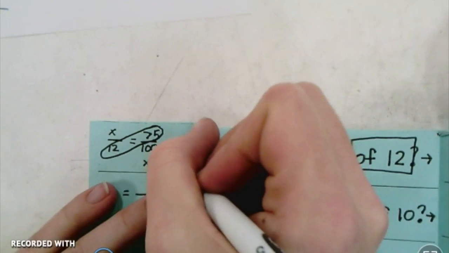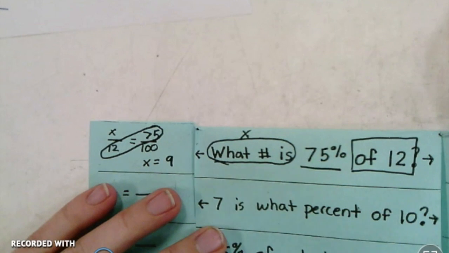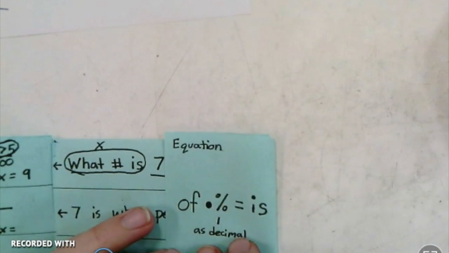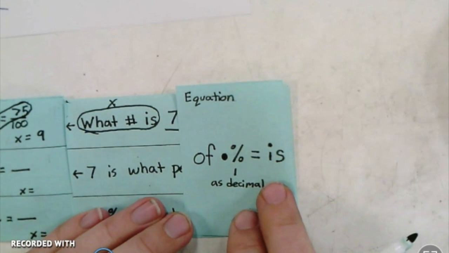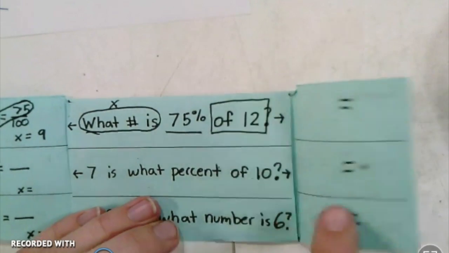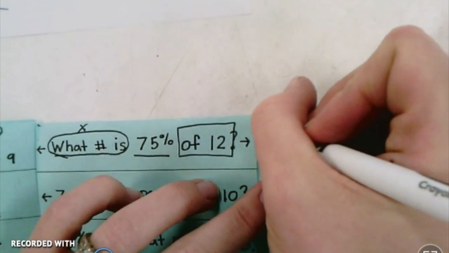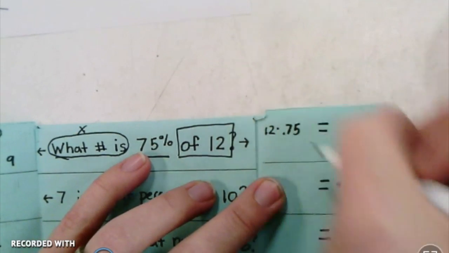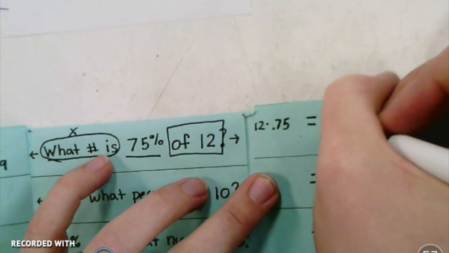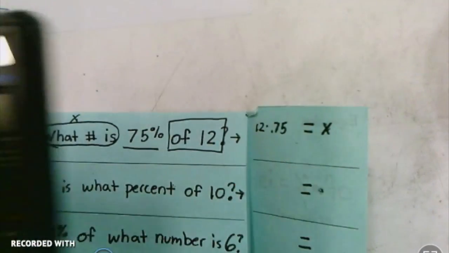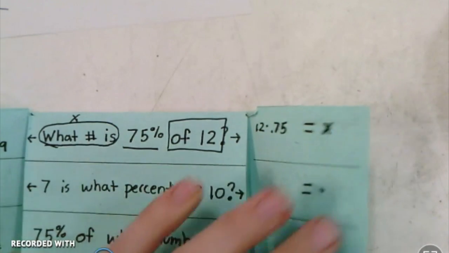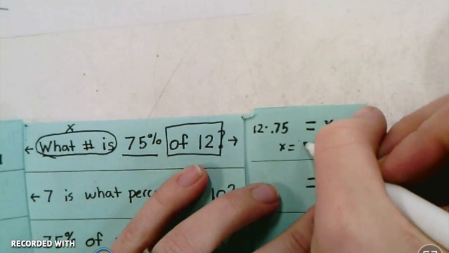And my calculator tells me that X equals 9. All right, let's look at how to do that same question over here with an equation. Okay? So I remembered, and if I get stuck, I can flip this back over to remind myself: of times percent written as a decimal. So my of is 12. So 12 times 0.75 equals X. So that means that I can just do 12 times 0.75 and I get X equals 9.